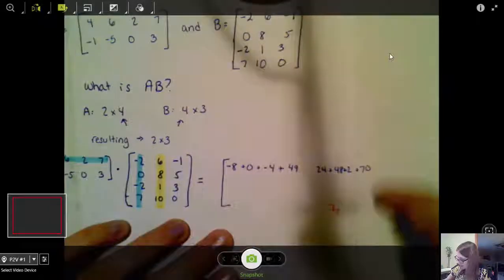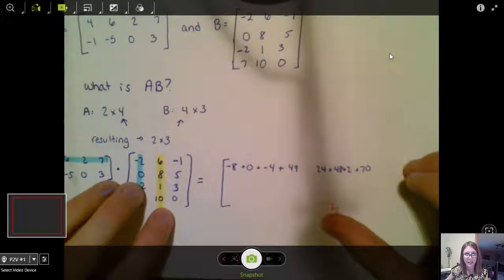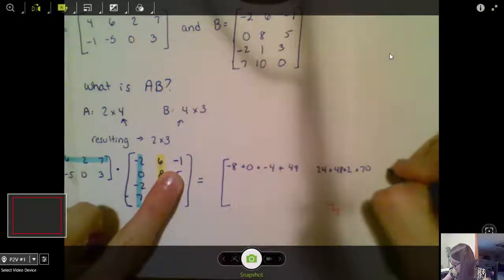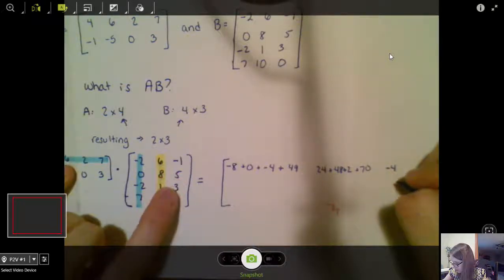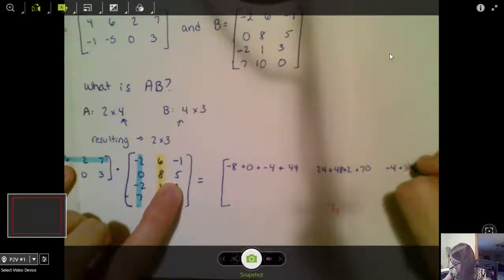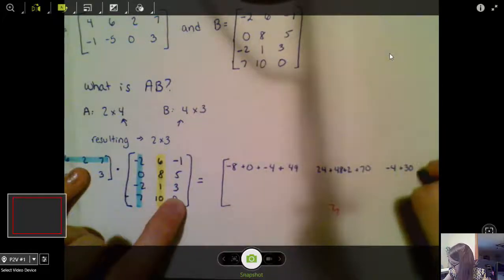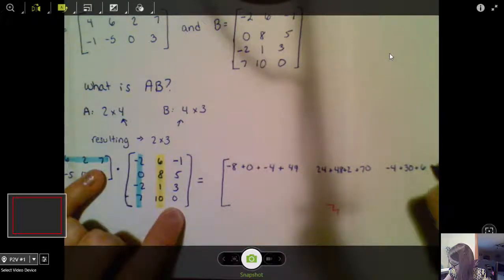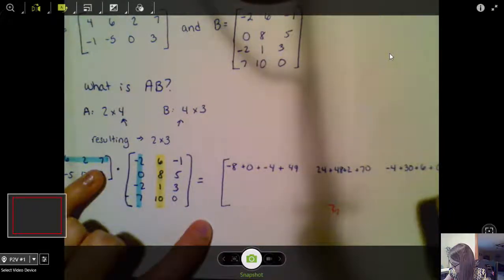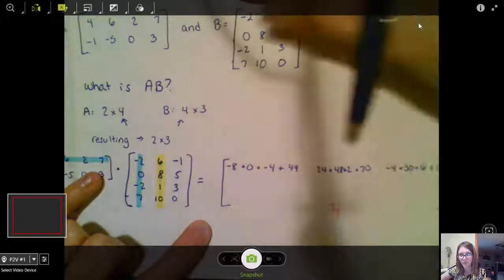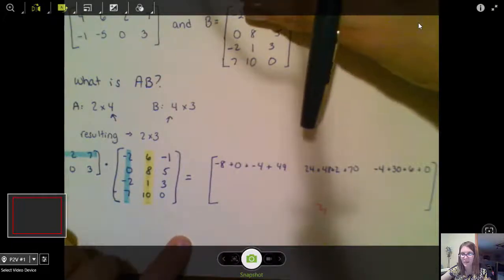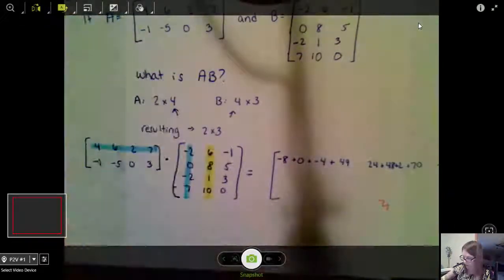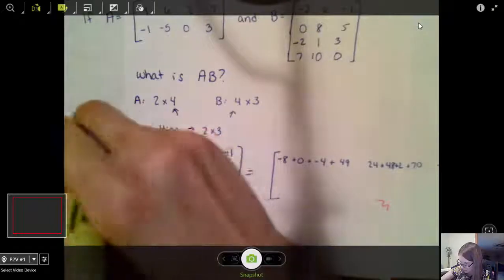And then my top right corner of my resulting matrix is that first row again times this last column. 4 times negative 1 plus 6 times 5 plus 2 times 3 plus 7 times 0. All right, we're almost there. Now we do the same process, but with the second row of my first matrix, matrix A.